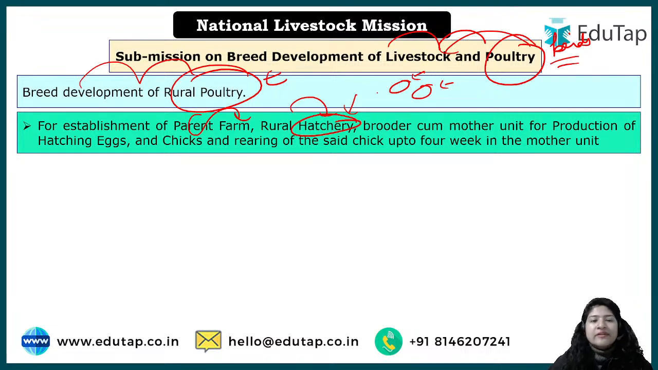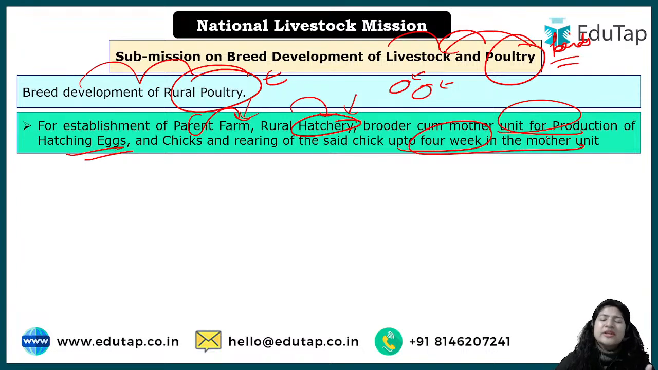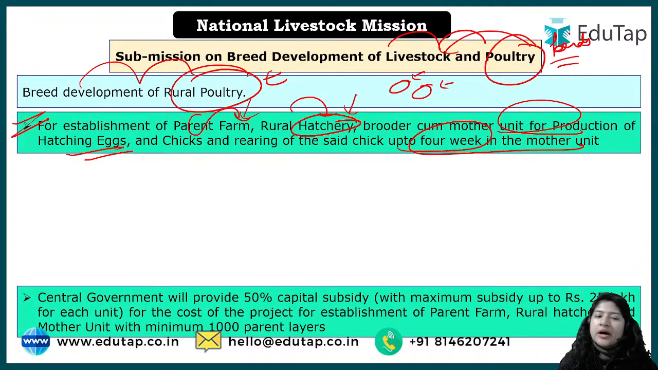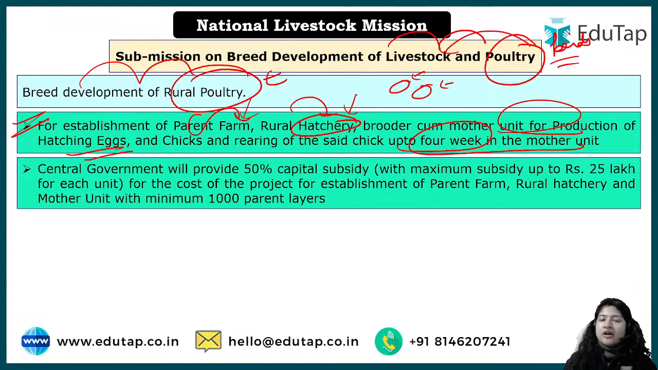ठीक है. तो whatever the requirement of the hatchery, of establishing the farm, of having that production unit, hatching eggs, or rearing them up to 4 weeks in the mother unit, मतलब all in all, whatever instruments are required in poultry, money can be provided for that purpose under the scheme. Simply इसको ऐसे याद रखो. तो if you want to skip this particular step, you can do so. You just have to keep in mind that in rural poultry, whatever the requirement is, money will be provided for that. अब कितना मिलेगा? For example, I am an entrepreneur, I want to establish a particular farm, so I would require money. ठीक है.